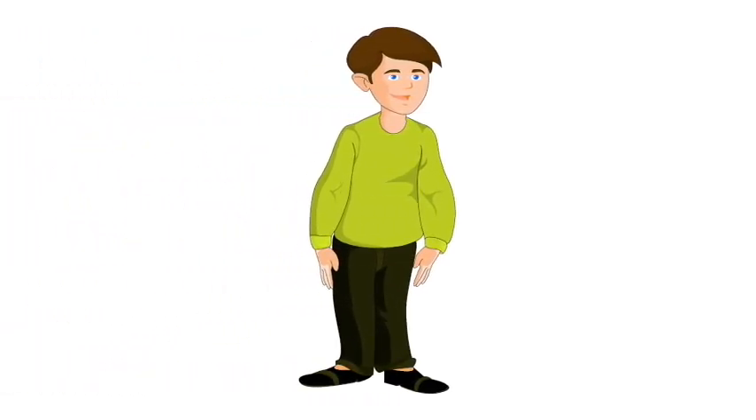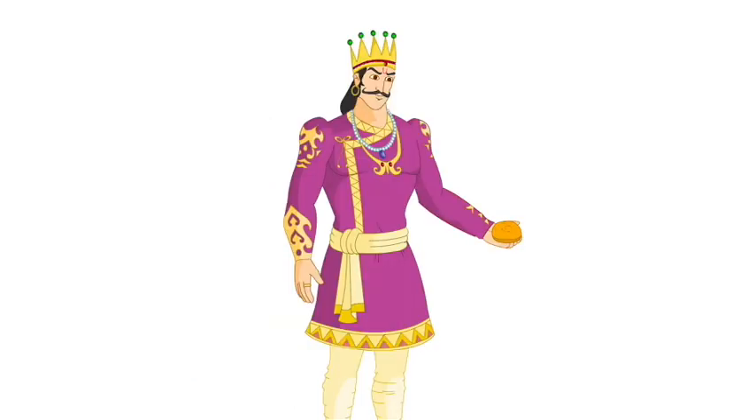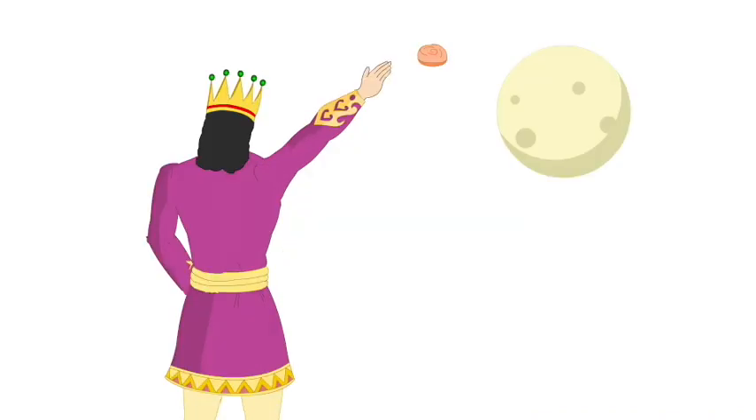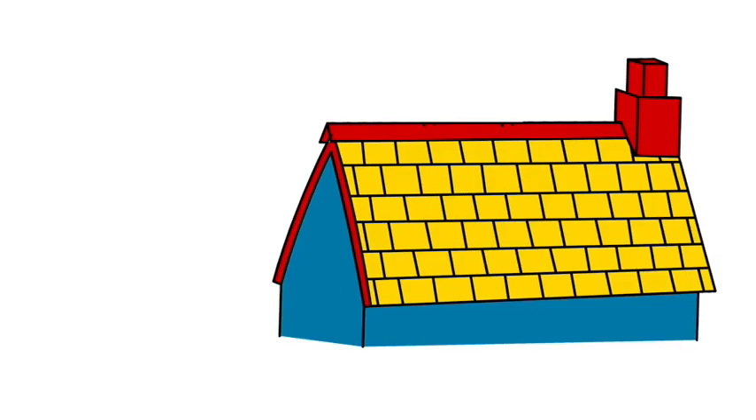Imagine a small-sized John, like a Lilliput, opened his big mobile. From his mobile, buns started falling down. Raja came, took the bun and threw it on the moon. On the moon, one big rod started shining. That rod started piling on the roof.